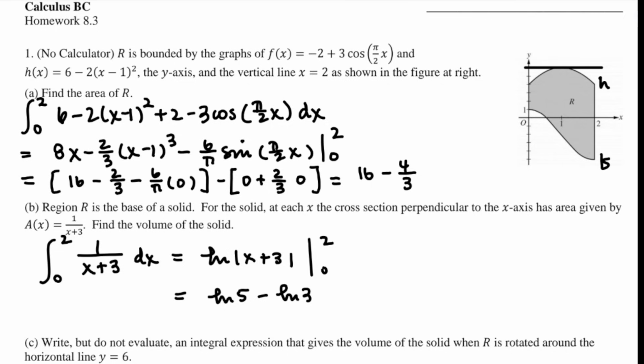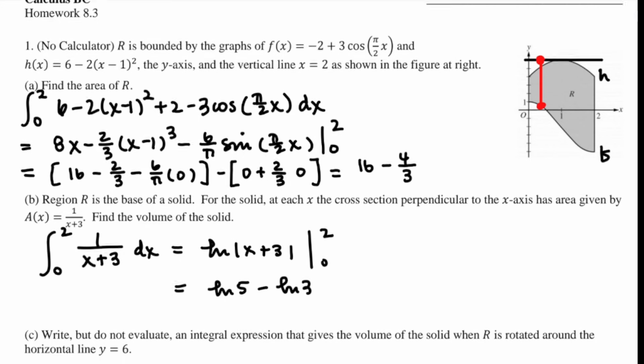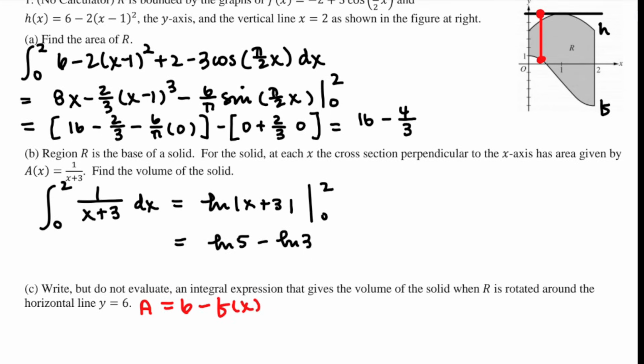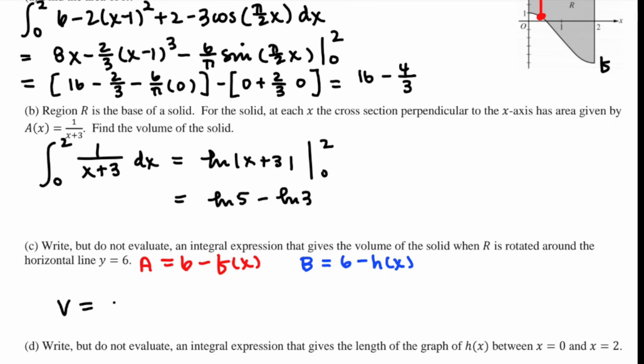All right, and I'm going to need 2 radii. I'm going to need a large radius reaching from the axis to the far edge of the region that we're rotating. Okay, so large radius would equal top minus bottom, y equals 6 minus y equals f of x. Then I get a small radius reaching from the axis of rotation to the near edge of the region that I'm rotating. That's going to be 6 minus h of x. Okay, and then volume is going to be pi times the integral of A squared minus B squared as x goes from 0 to 2.